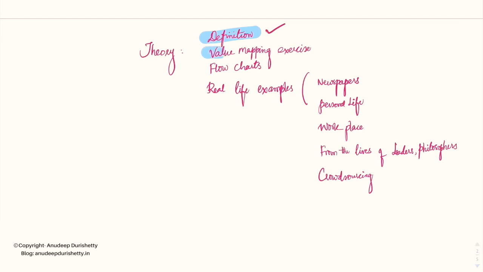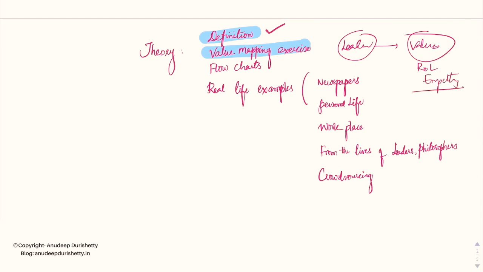Second, do a value mapping exercise. What do I mean by this? In this exercise, you map a particular leader and the values that they stood for. So, for example, for Baba Saheb Ambedkar, you can say he stood for values such as social justice, rule of law, empathy, human rights, etc. So whenever any question comes on such a particular value, you can always have a particular leader and his or her quotes to substantiate your argument. Do incorporate flowcharts and diagrams in your theory portion as well.